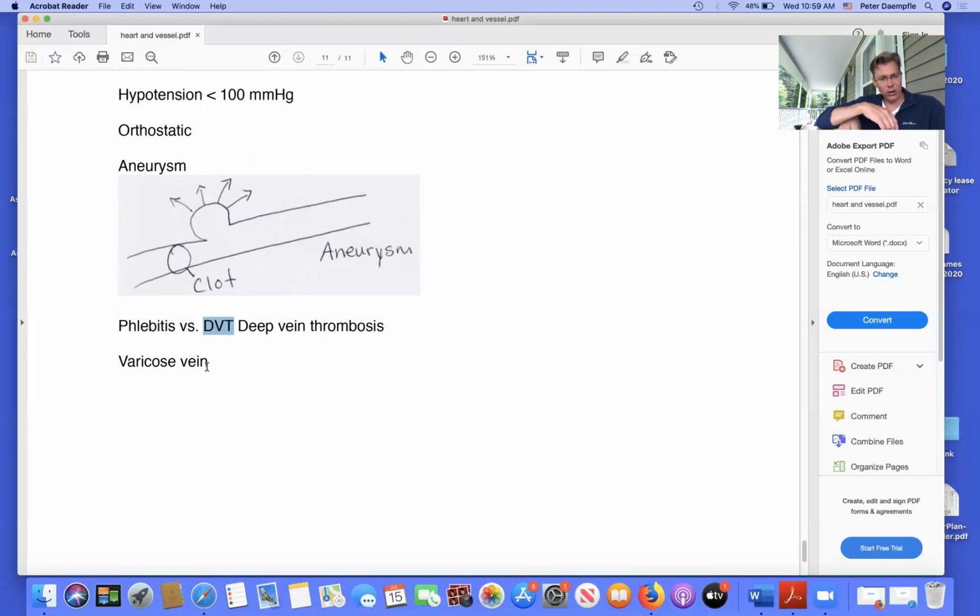Last but not least is varicose veins. That's a ballooning out of veins, pooling of blood, and an extension of the vein. So in other words, an extending of the veins that bulge out, a bulging of the veins.